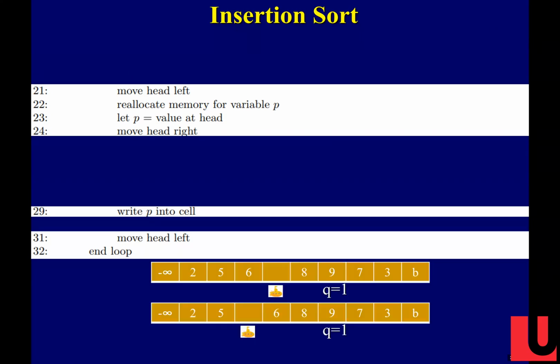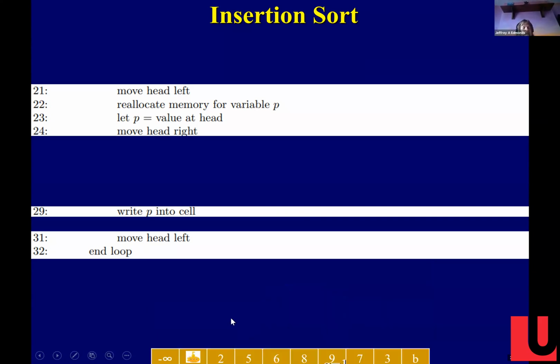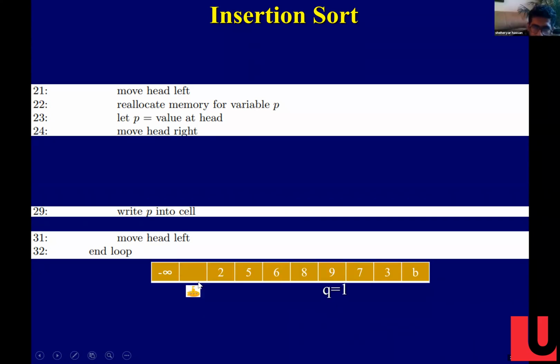Anybody know why the 1 goes here? Smallest value. Why didn't the 1 go here? Because it's less than 6. Because it's less than 6, right? Why didn't it go here? Because it's less than 5. Why does it go here? Because it's bigger than negative infinity, right? And what is this value? Remember, we went over here and we came back. What's that value? That was value P.